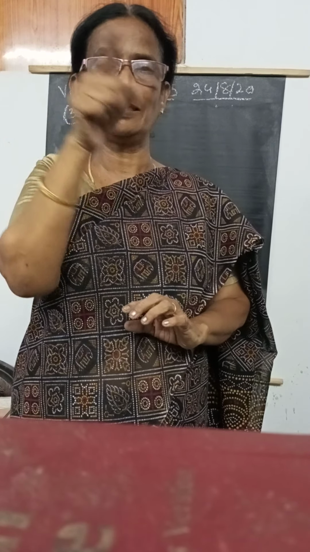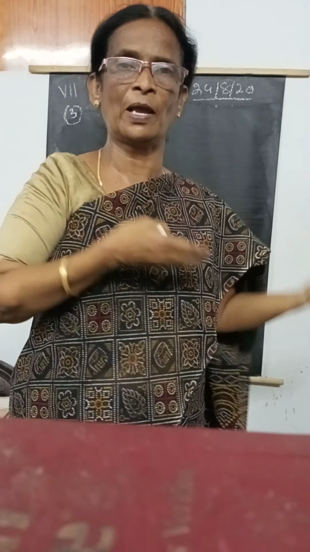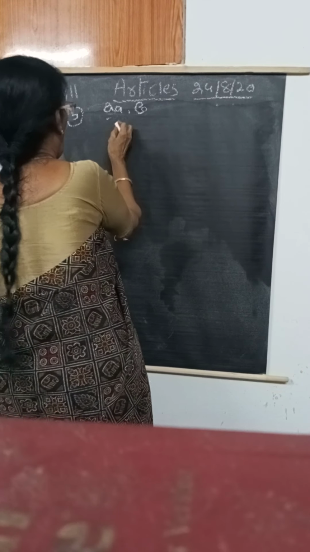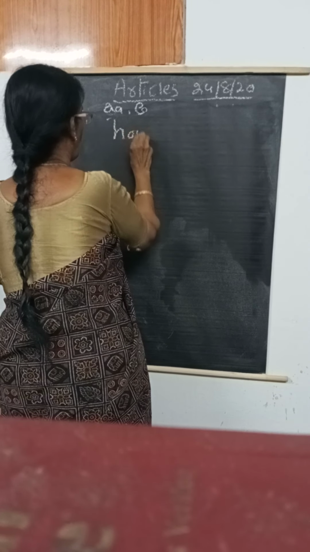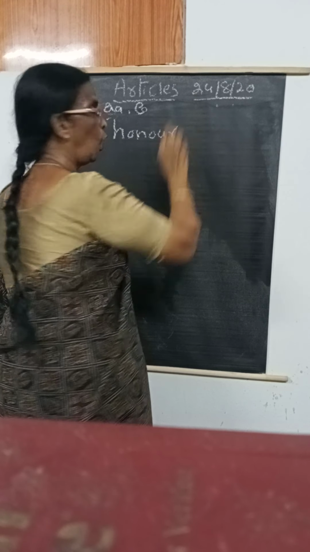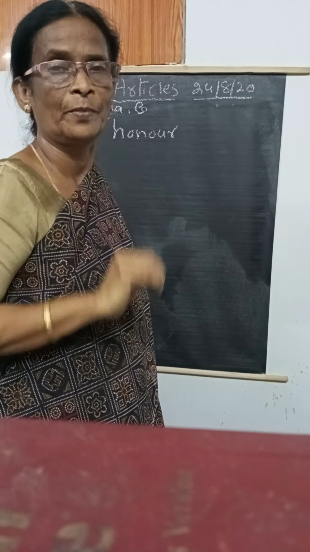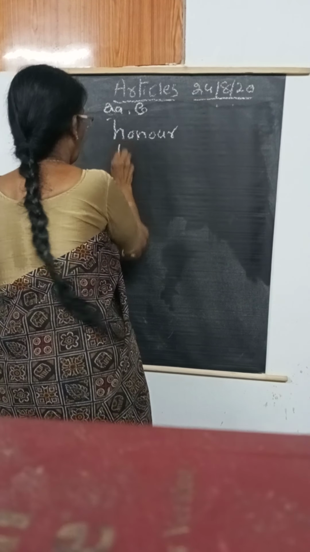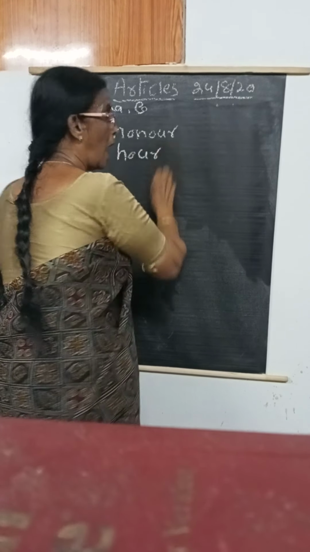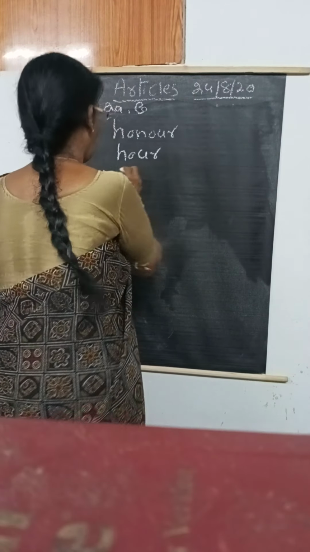So which letters are known as consonants? You think about it. From LKG you came, so which words will come? We use them daily also. Hour. Honor. H-O-N-O-U-R, honor. How will you say it? Not ha. Honor. H-O-U-R, hour.